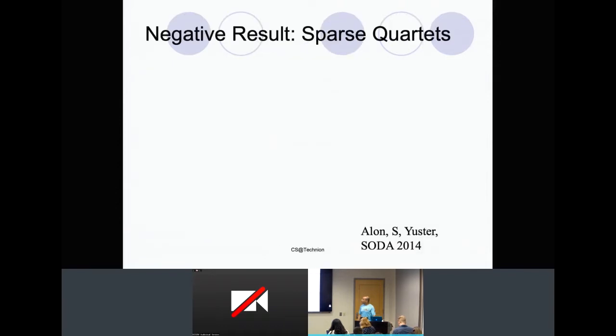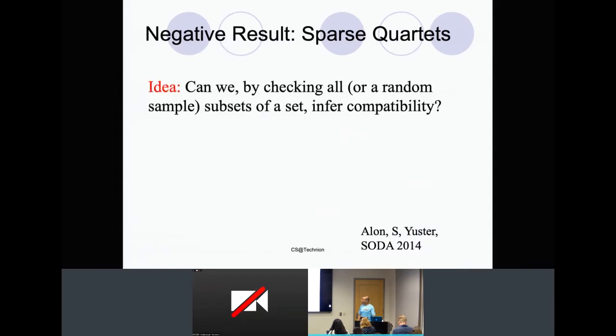And this is some negative results regarding quartets. So we were thinking the following, and this is already with Noga Alon from Tel Aviv. The idea is this: by checking all or even a random sample subset of our quartet set, can we infer compatibility? Can we say something about our ground set? Because sampling is everywhere.